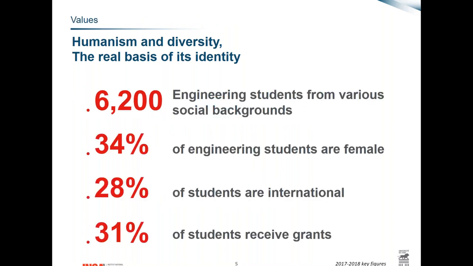Now, these are some numbers. We have about 6,200 engineering students. 34% are female, which is a pretty nice number, especially in France. 28% are international, and 31% are receiving grants. So this is just to give you an idea about the real values and numbers about INSA.